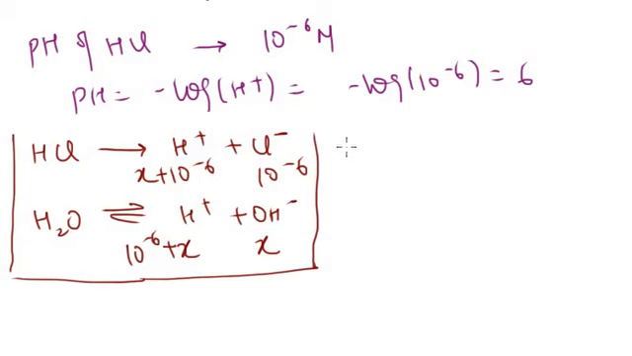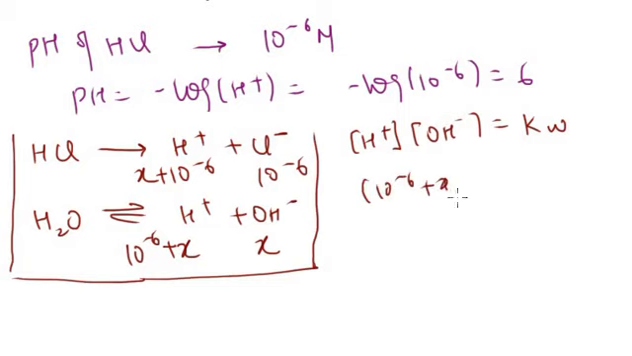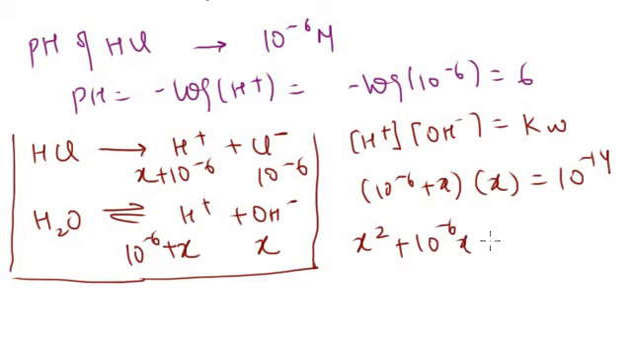H plus and OH minus, right? So the product of the concentration of H plus and OH negative will remain fixed and only varies with temperature. So the concentration of H plus is 10 to the power minus 6 plus X, and the concentration of OH minus is X, and the product is 10 to the power minus 14. So let's expand: X square plus 10 to the power minus 6 into X equals 10 to the power minus 14. Wait a second, it is not making the square.